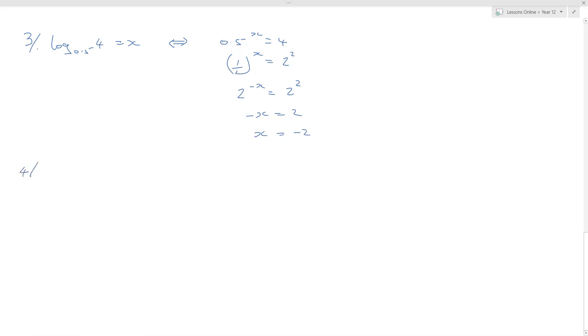And finally, example 4. Log to the base a of a to the power of 5 is equal to x. So we can rewrite that as a to the power of x is equal to a to the power of 5. This is the easiest one so far. That implies then that x is equal to 5. That's job done.